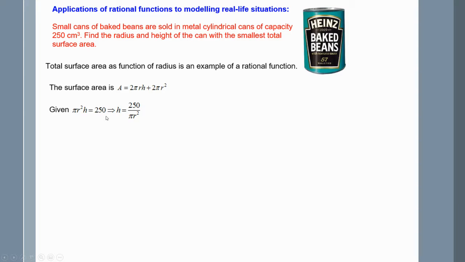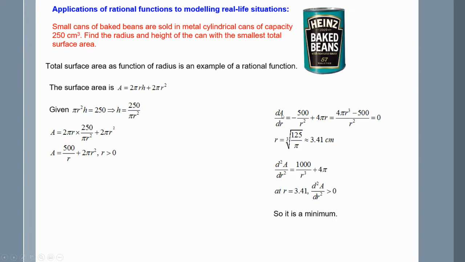But we know the volume is 250, so we can make H the subject here and substitute into the area and simplify. So this is a rational function. We differentiate this function and solve for 0 to get the exact value of the radius.